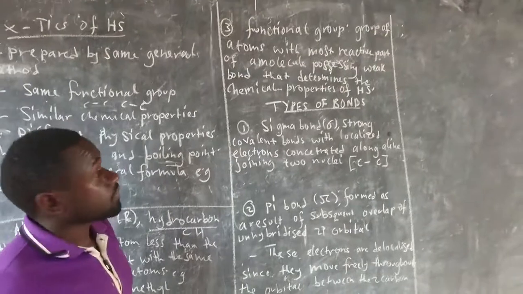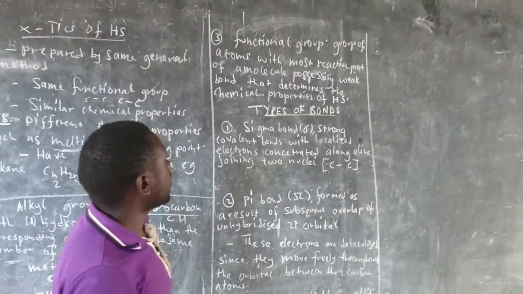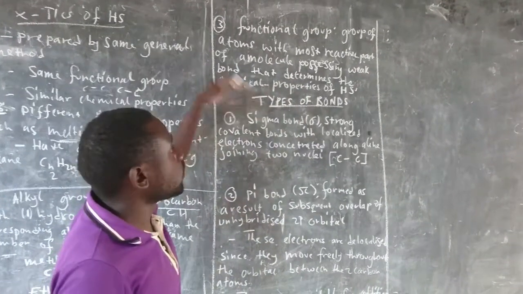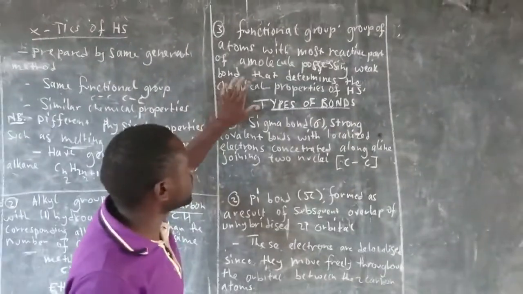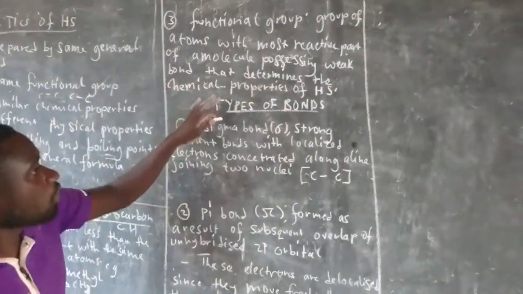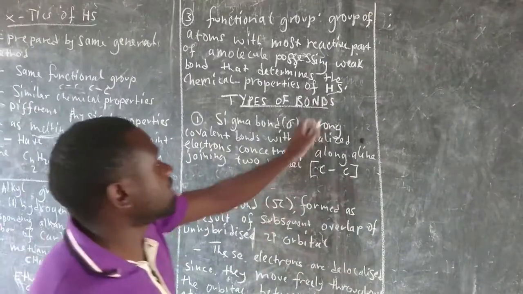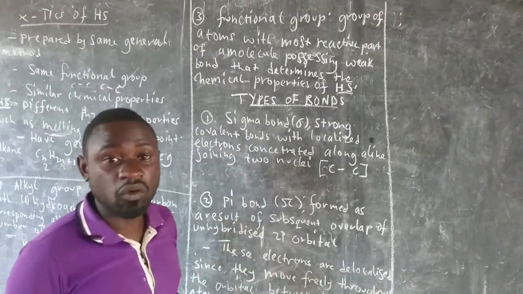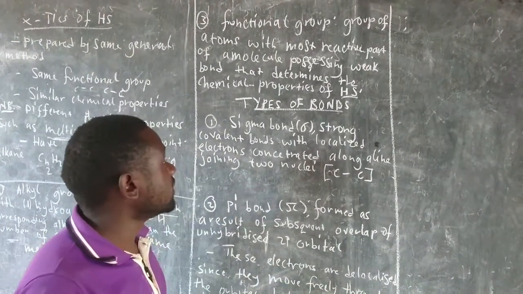Another key term is the functional group. So what is the functional group? It is just a group of atoms, the most reactive part of a molecule, possessing weak bonds that determine the chemical properties of a homologous series. Remember, homologous series are compounds which are closely related, and they have the same chemical properties.